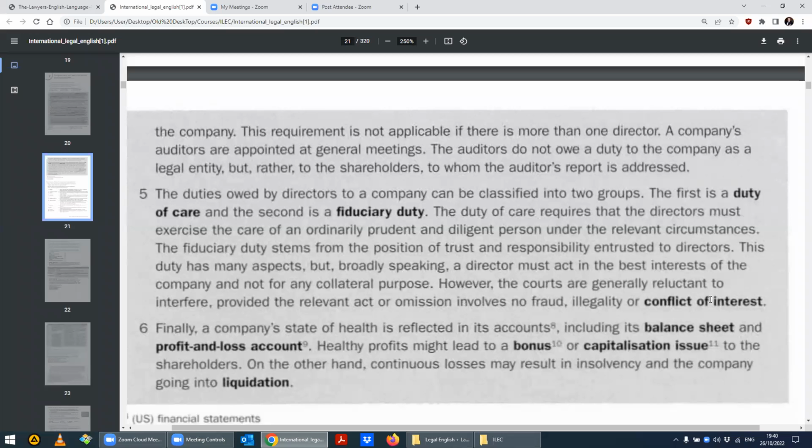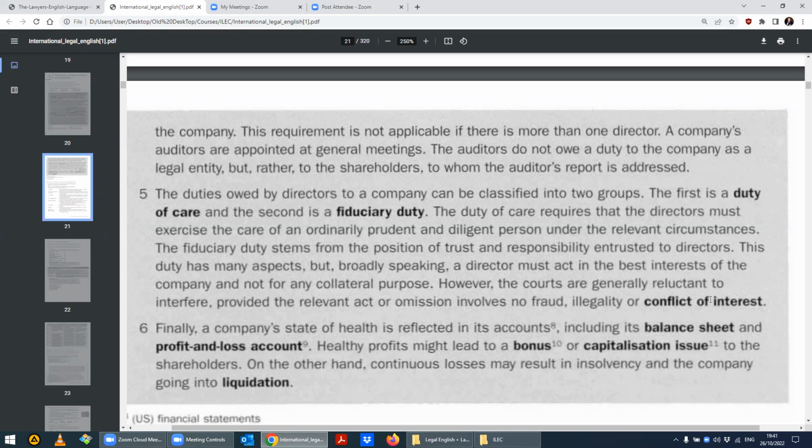Now, although it's not mentioned in this text, I'll deal with one other thing. Shareholders get to appoint directors, but they have other powers. Shareholders basically own the company. If there are 1 million shares and I own 1 share, then I own 1/1,000,000th of the company.